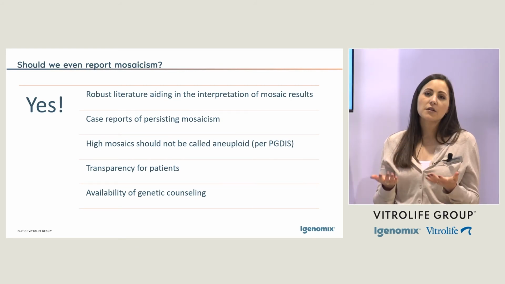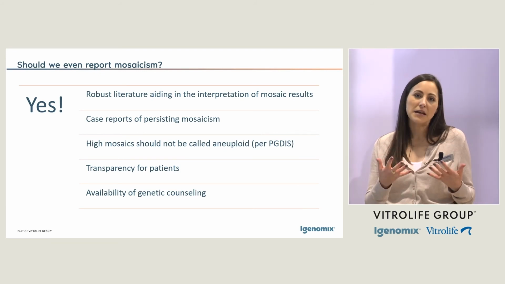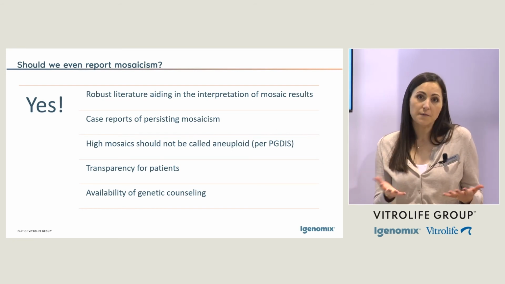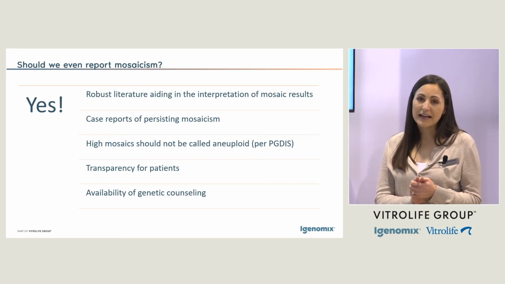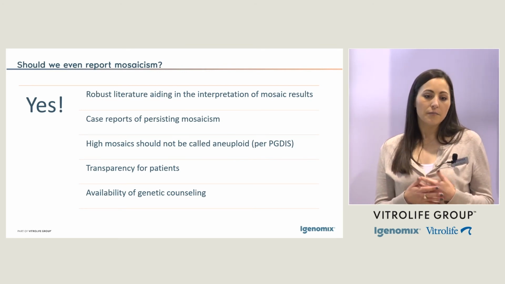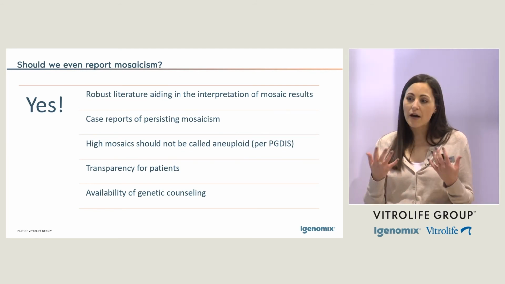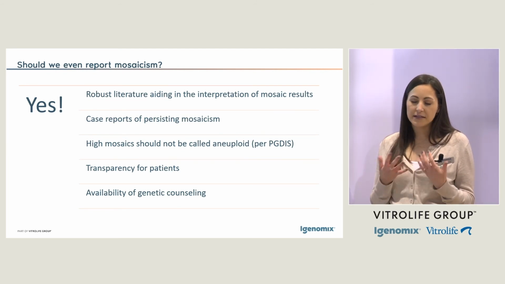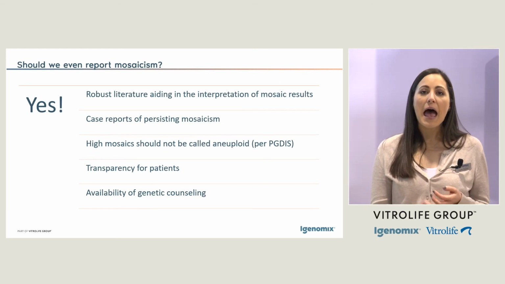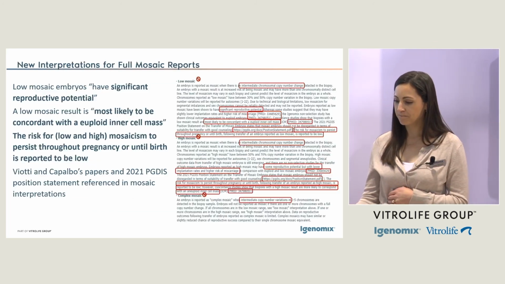And with mosaic reporting, you're allowing for transparency for your patients and allowing them to have the information to make a decision for themselves that best fits their future reproductive plans. And like I said, there are genetic counseling services available. So it's not on the physician or the nurses at an IVF center to counsel on this information alone. We have resources available, and we can sit with patients and really help them understand what mosaicism is, what that means, and what the potential reproductive outcomes are for these embryos.